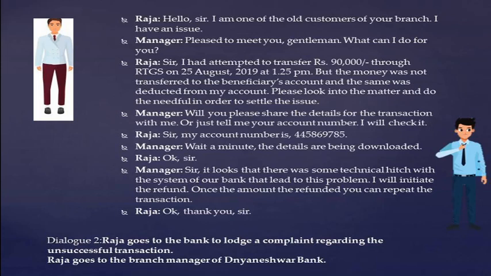The manager says, "Will you please share the details for the transaction with me or just tell me the account number? I'll check it up." Raja says, "Sir, my account number is 445869785." "Wait a minute, the details are being downloaded," the manager says. "Okay, sir. It looks like there was some technical hitch with the system of our bank that led to this problem. I'll initiate the refund. Once the amount is refunded, you can repeat the transaction."